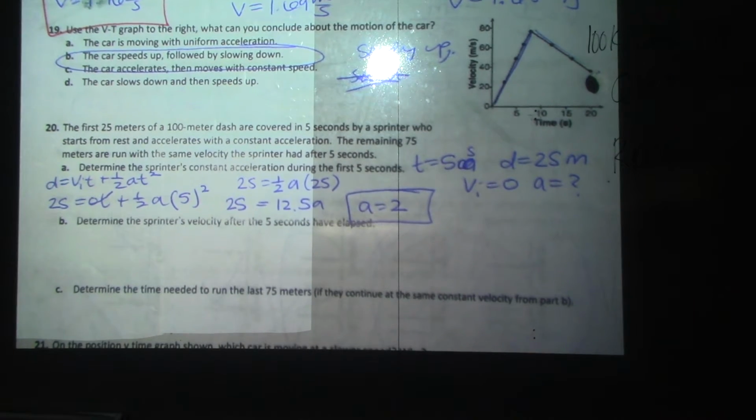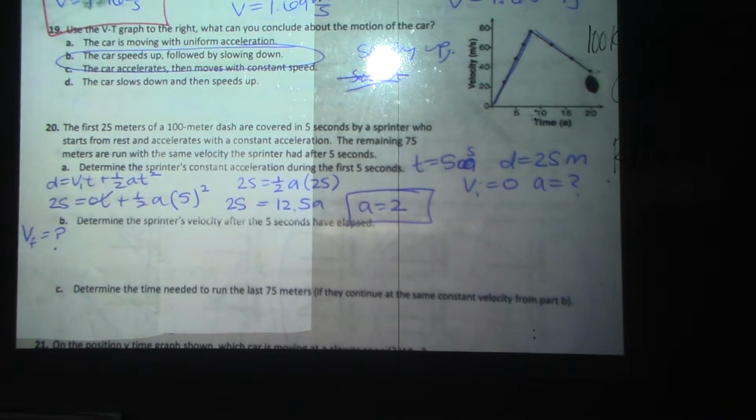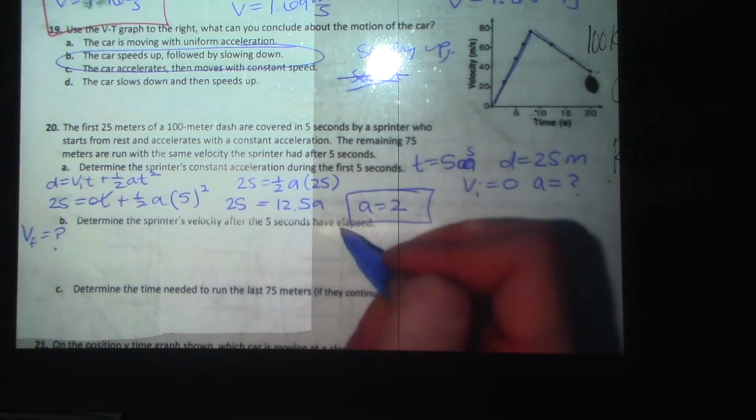B is asking for the sprinter's velocity after those 5 seconds. Finding velocity after would be vf. I would not use v equals d over t right now, because for the first 5 seconds I actually have an acceleration. It's not constant velocity, so I wouldn't use v equals d over t.